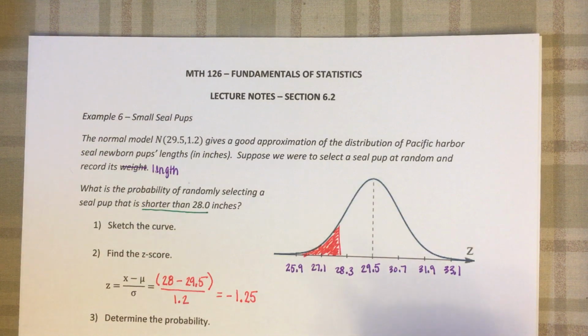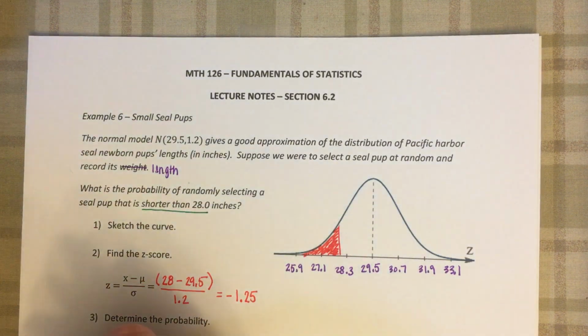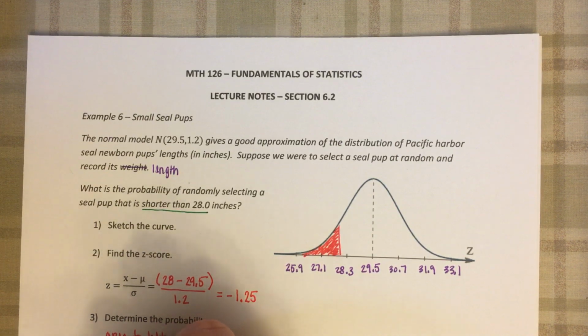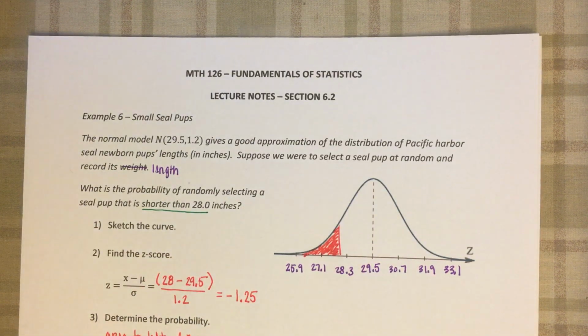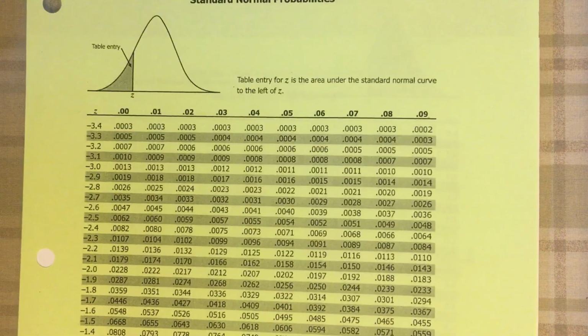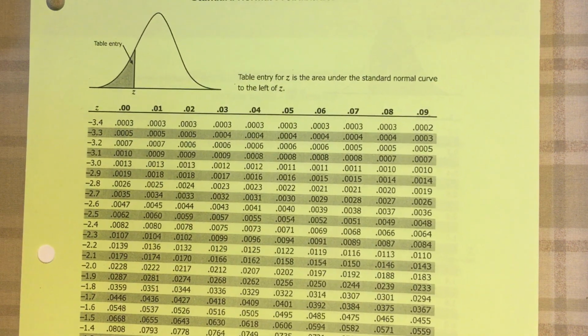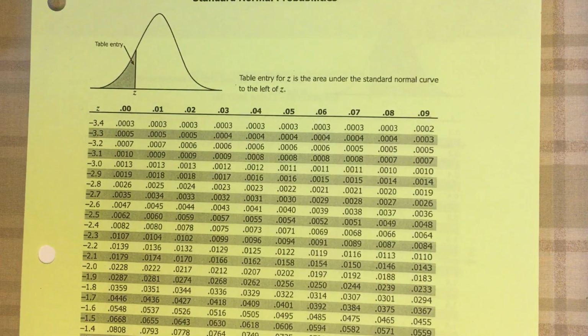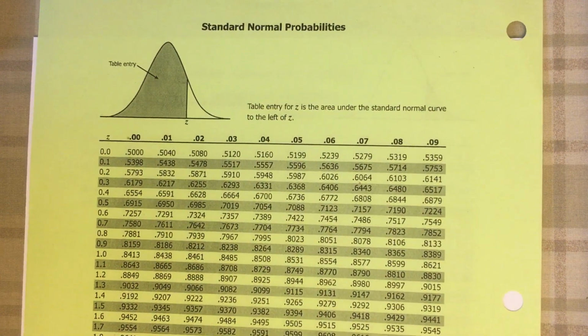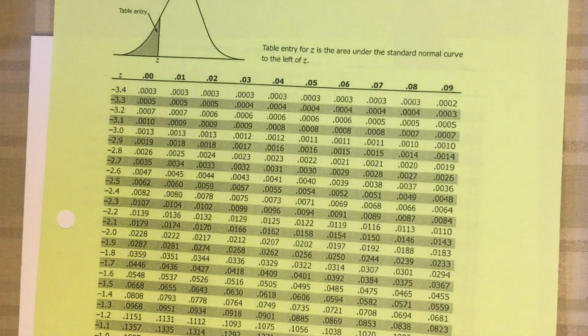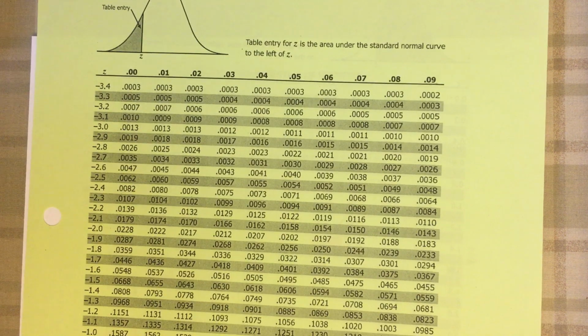1.25. So now we're going to look up this z-score in our table, and we are going to find the area to the left of this z-score. Here I have a printed copy of our standard normal probabilities. Same thing, there is a link provided on the Moodle page. Looking at the front side, we have our negative z-scores. Back side again has our positive z-scores. In this case, we're looking for a z-score of negative 1.25.